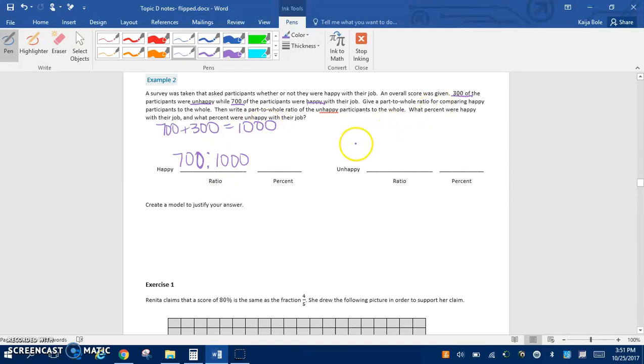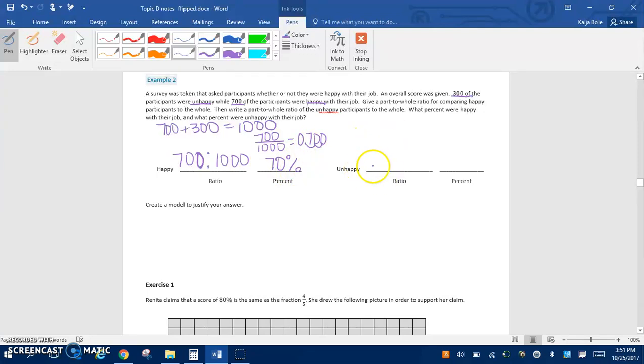Now if we write it as a percent, if we wrote it as a fraction first, this would be 700 over 1,000. If we put it as a decimal, that would be 700 thousandths. Then if we just move that decimal over 2 places, it would just be 70%.